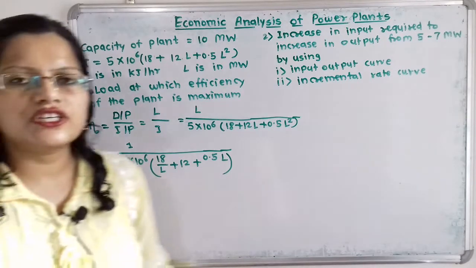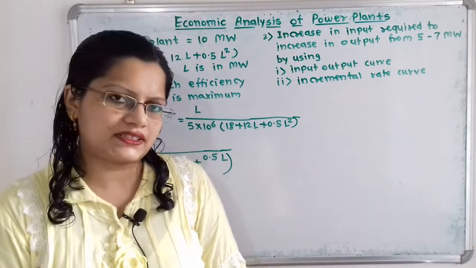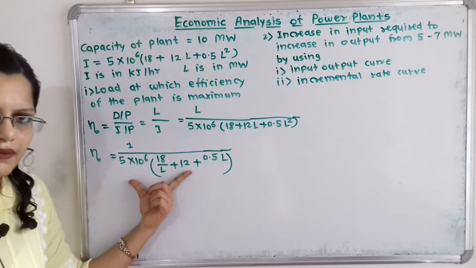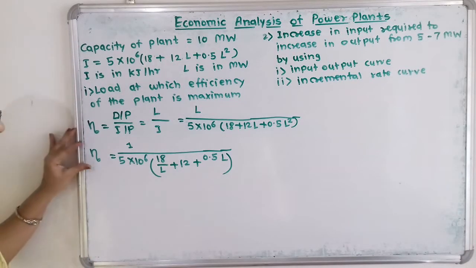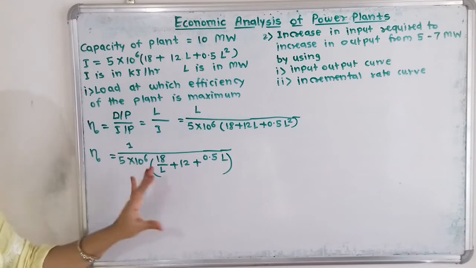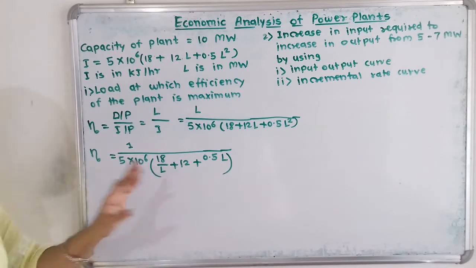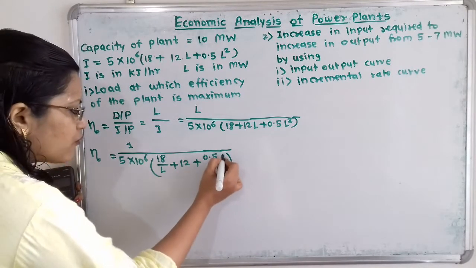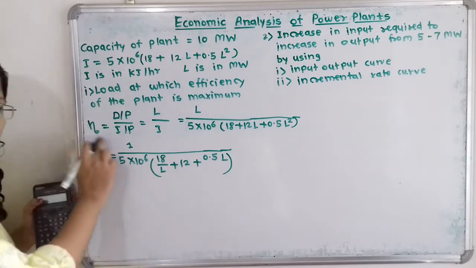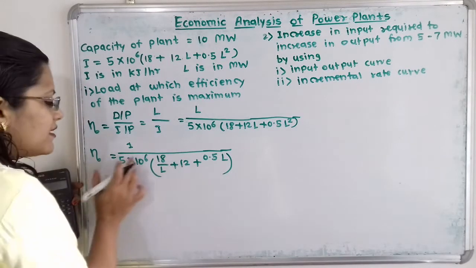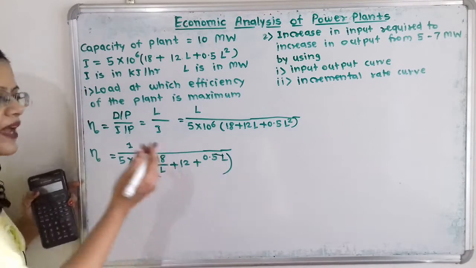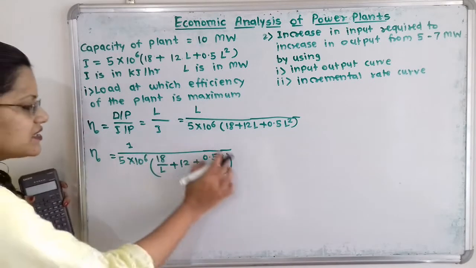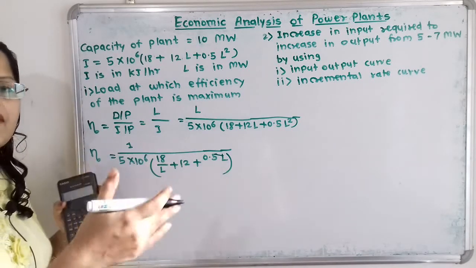Now what is the condition? We have to maintain efficiency maximum. So for this maximum efficiency we have to keep this denominator minimum. That is, to maintain this maximum efficiency our denominator should be minimum. That means here what is the variable value? That is the value of L, that is load. So we have to find out this value of L for which efficiency will be maximum. So for that value of denominator should be minimum, and how to find out the minimum value for this equation? So we will differentiate this equation with respect to L and we will equate it to 0.